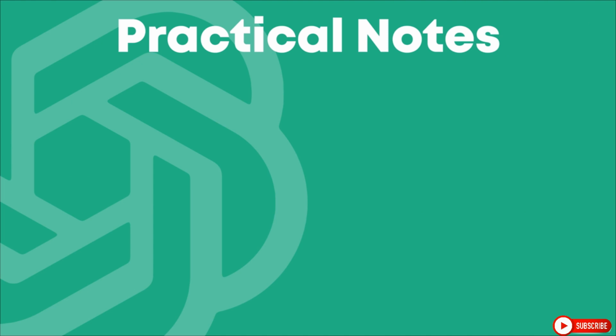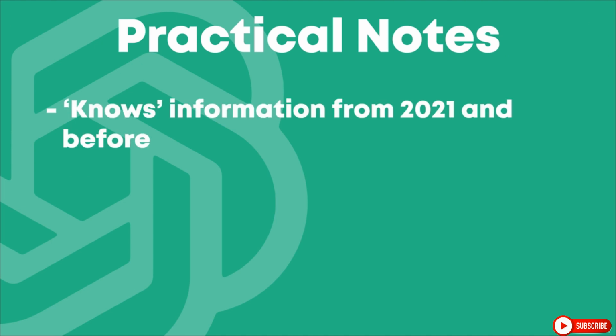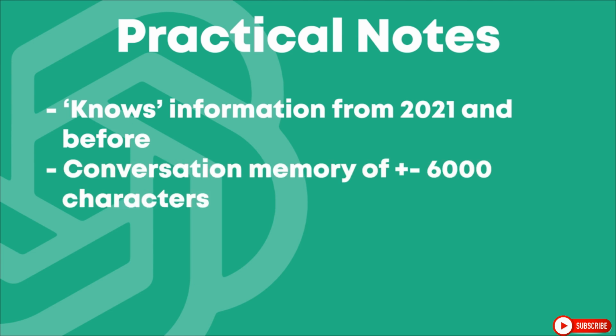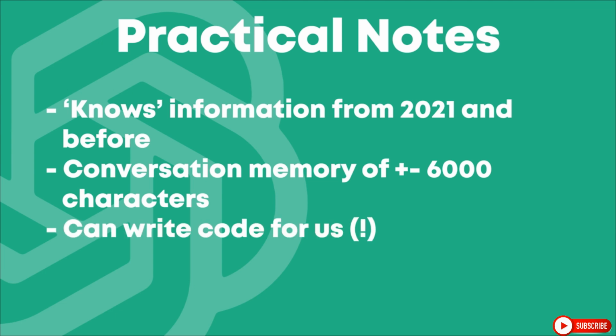Some more practical notes on ChatGPT. So ChatGPT is not connected to the internet, and it is only trained on data from before 2021, and it can thus not answer any questions related to things that happened after that. Furthermore, ChatGPT has the capability to remember past questions and conversation pieces in order to make the conversation more natural. This memory is not endless, however, and it is not as potent as human memory. It stores about 6,000 characters in a conversation.